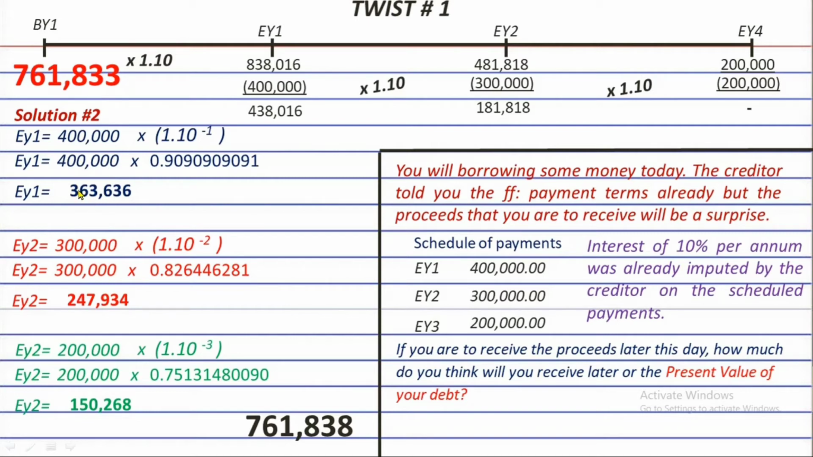It's easy, right? You can just work back, like 363,636 divided by this factor, and you will get already the 400,000. So the factor here is never a problem because you can get that if the effective rate and the maturity term is present, right? So that's how easy the twist number 1 is. You just have to work back. So now let's go to twist number 2.